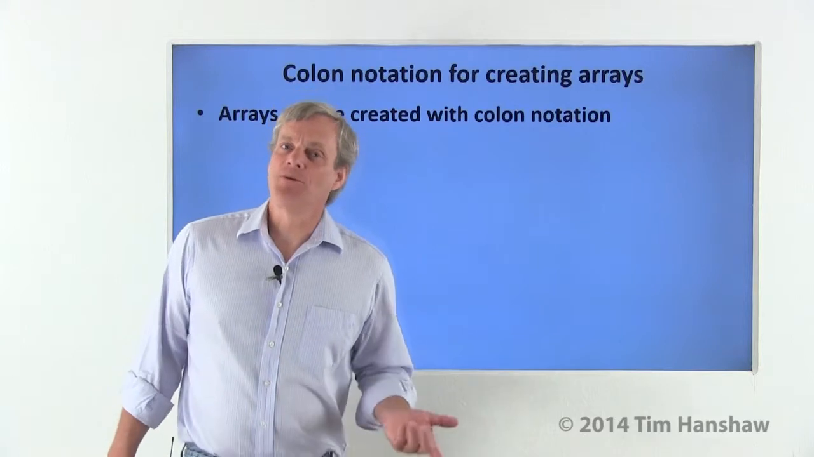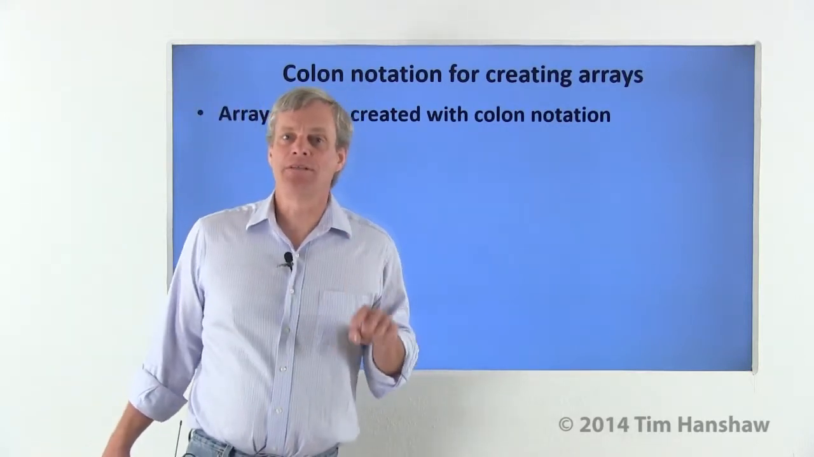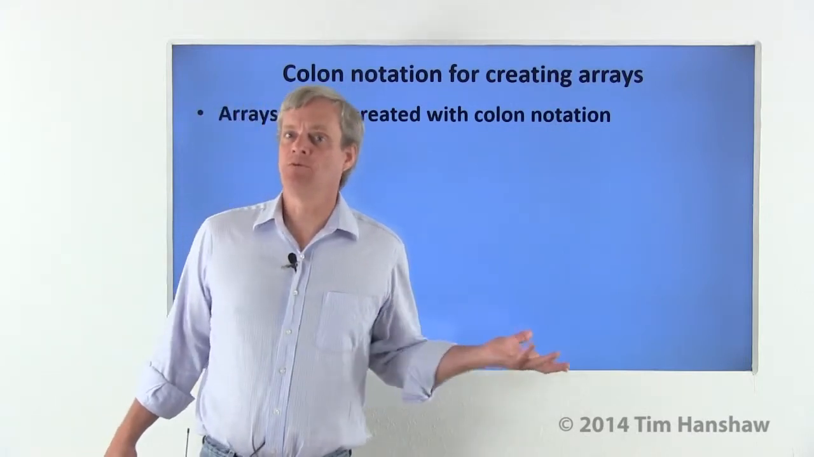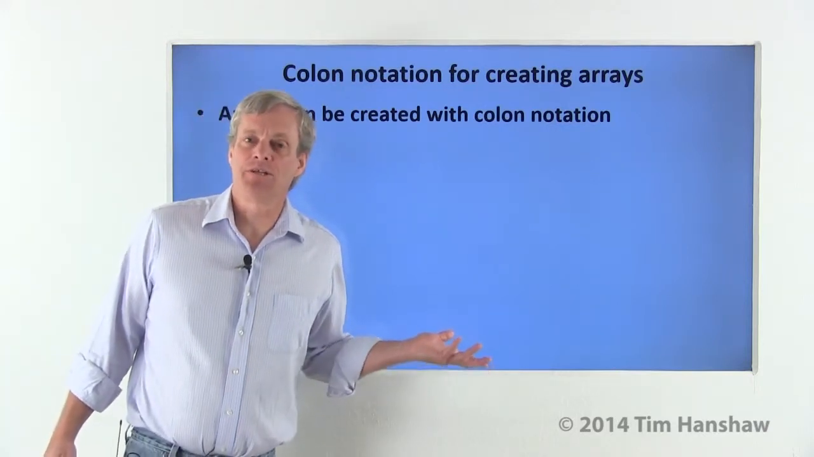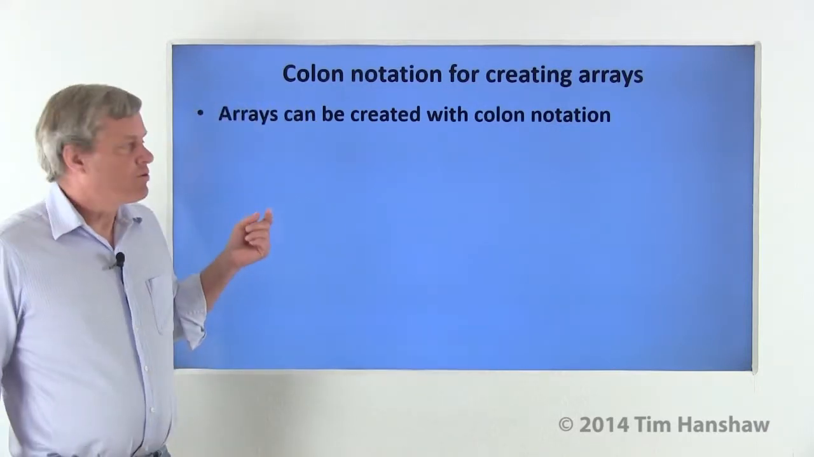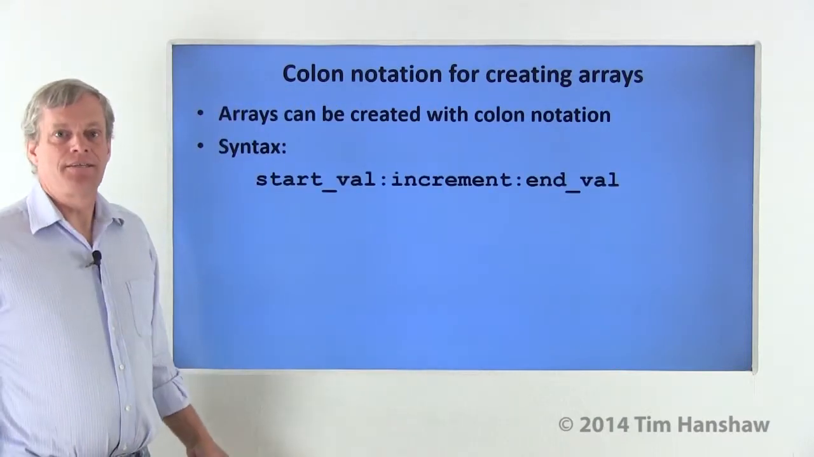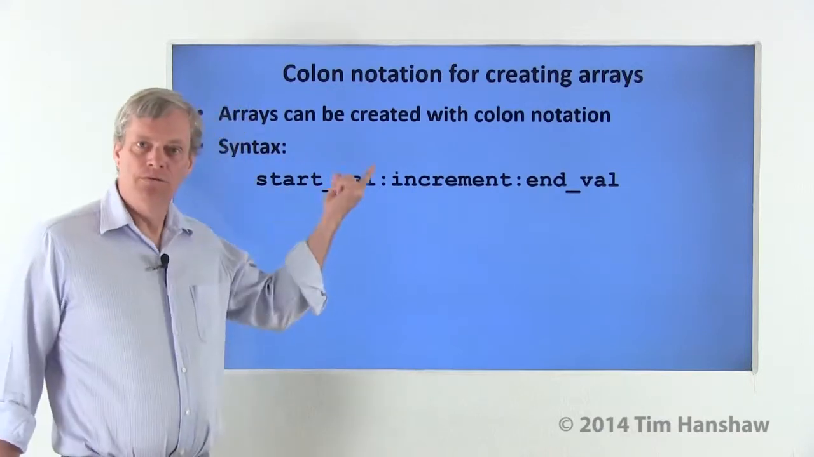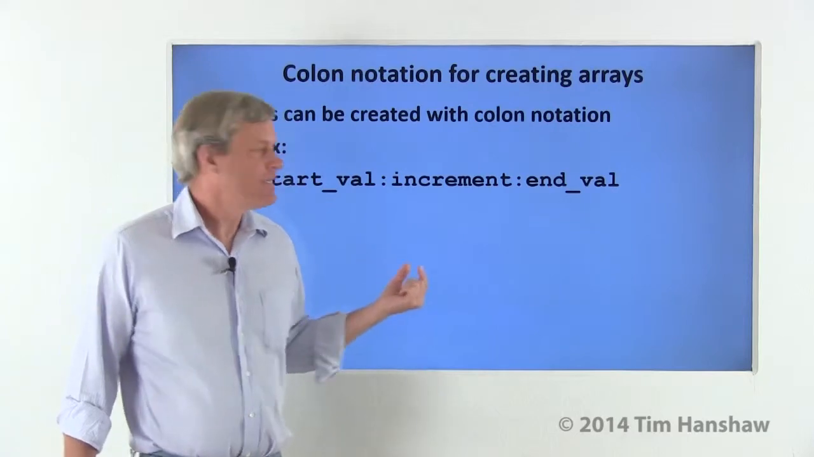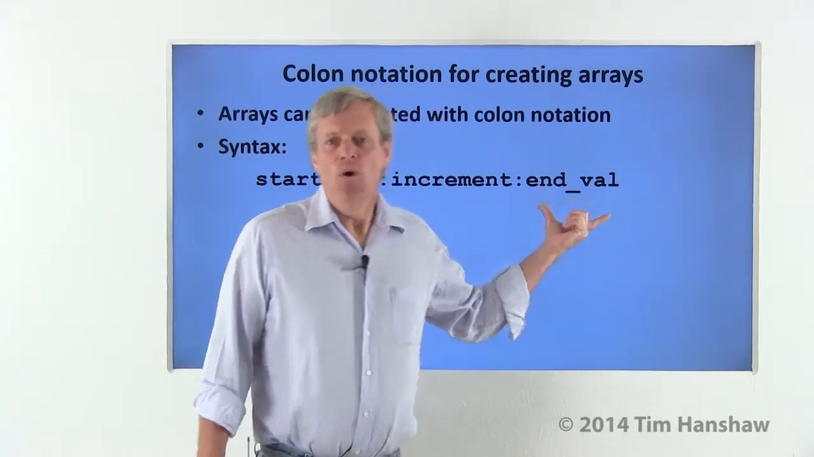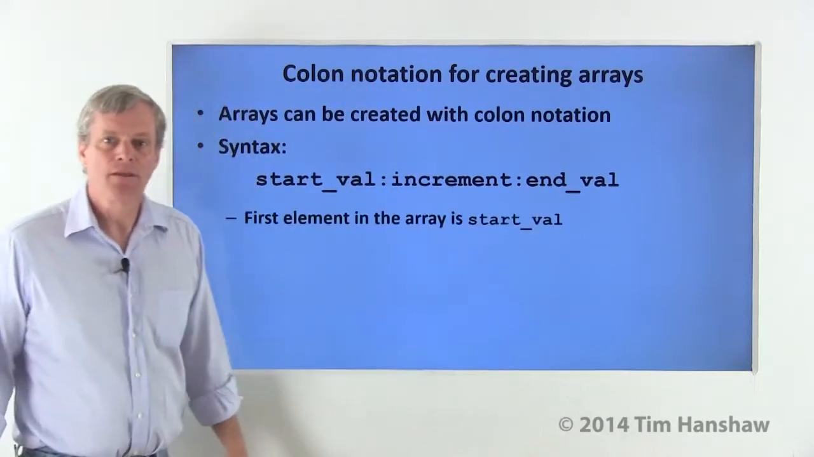We can streamline our approach to both matrix creation and accessing array elements if there's a pattern to the elements we're creating or the elements we want to access. Both of these approaches use colons to specify the values we're interested in. First, we'll look at creating arrays using colon notation. The general syntax is that we specify a starting value, an increment between elements, and an ending value, or more accurately, a value that we won't exceed when we're creating the array.